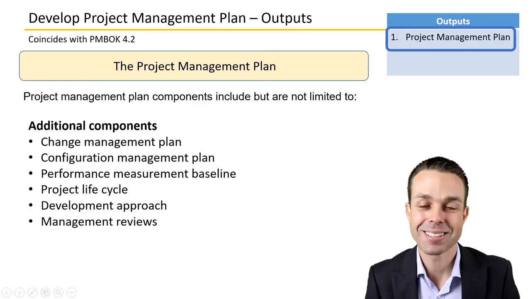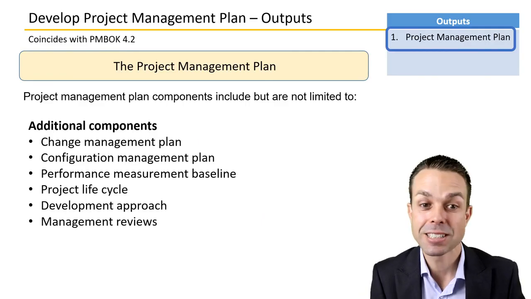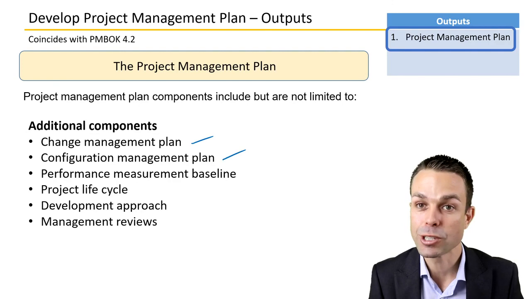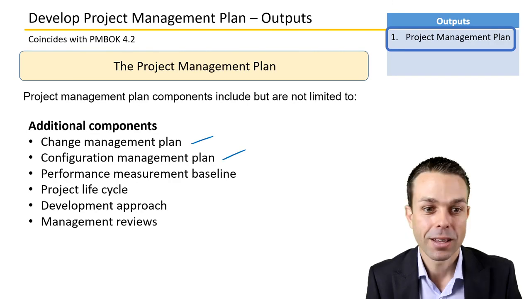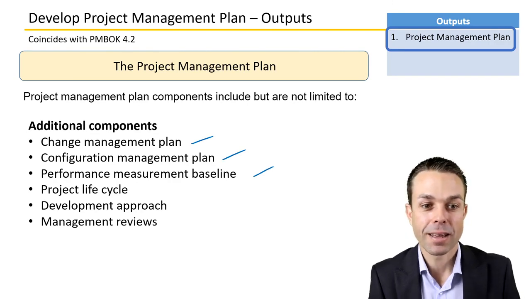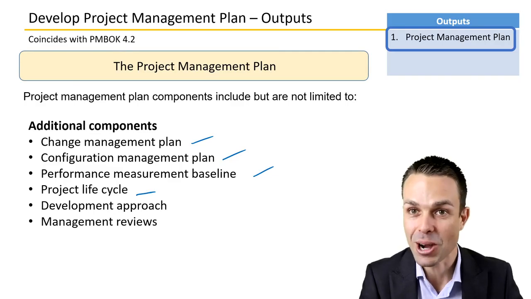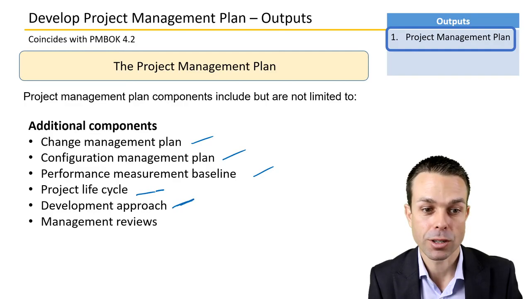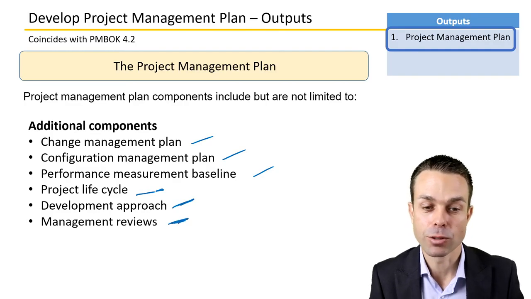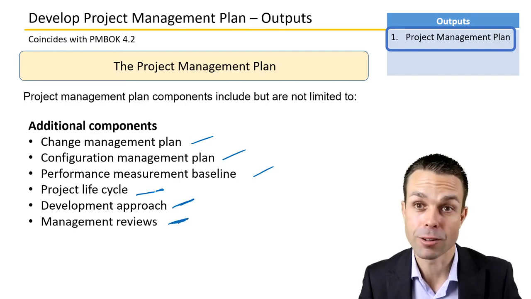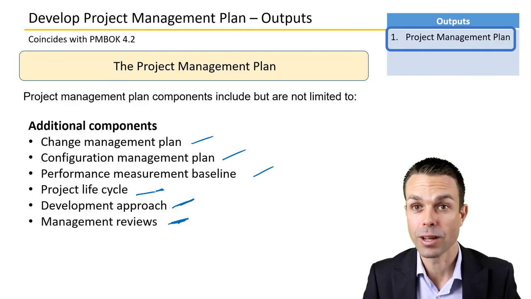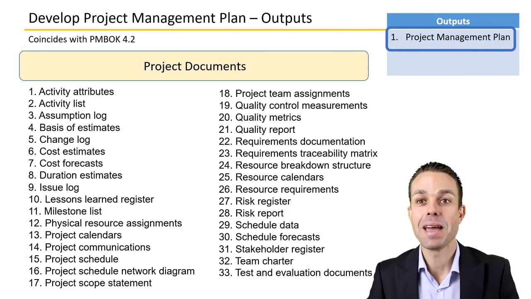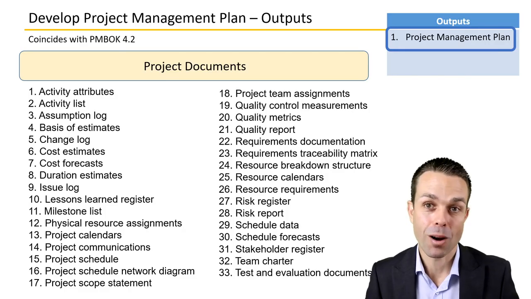Additional components that might go into the project management plan: change management plan, because of that, of course, configuration management plan, which documents will be baselined, the performance measurement baseline, the project lifecycle, is it agile, is it waterfall, the development approach, similar to the project lifecycle as well, and management reviews. So, how are we reviewing different milestones to make sure that we're getting what we want as the project goes along. And lastly, many more project documents that you might come across.